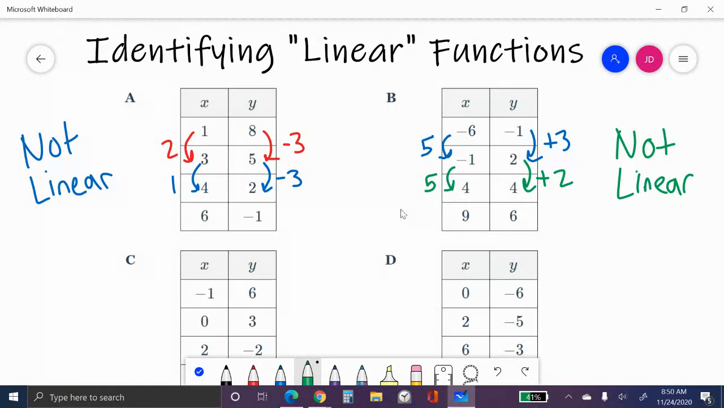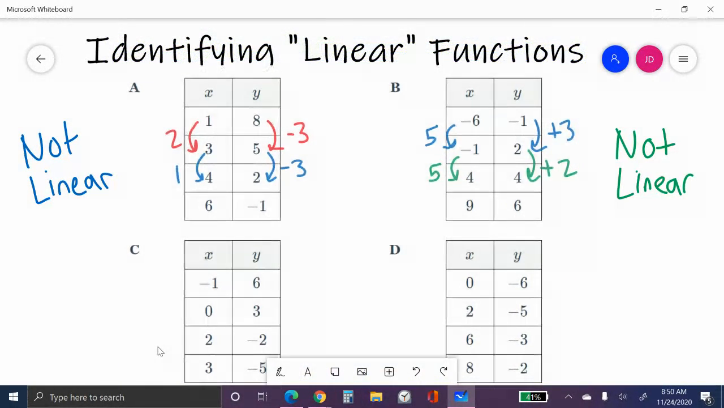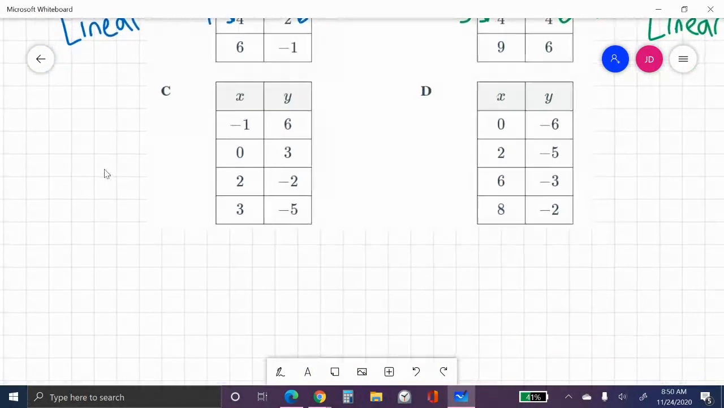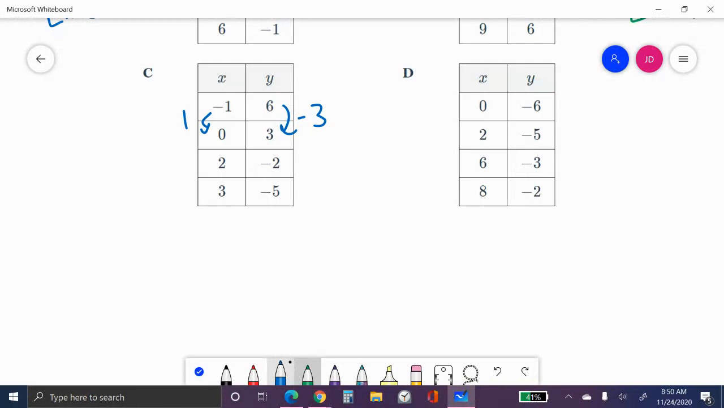Let's take a look at C. With this one, 6 to 3 goes down 3 to the right 1. This one goes down 5 to the right 2. Is negative 3 over 1 the same thing as negative 5 over 2? No. Negative 3 over 1 is not equal to negative 5 over 2. So this is not linear.